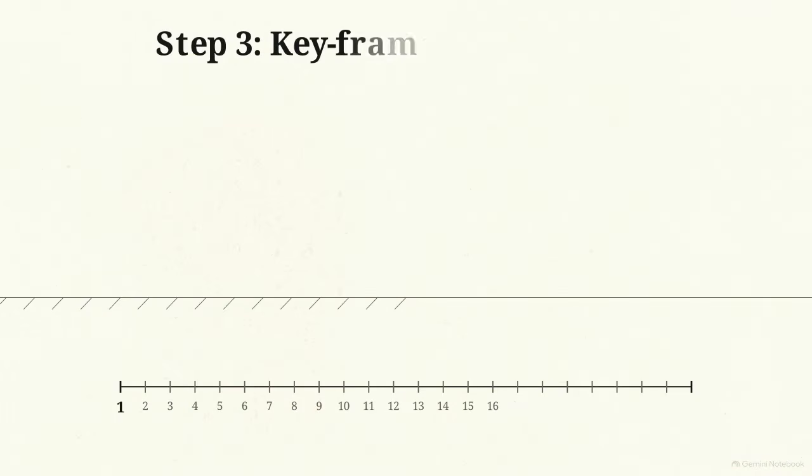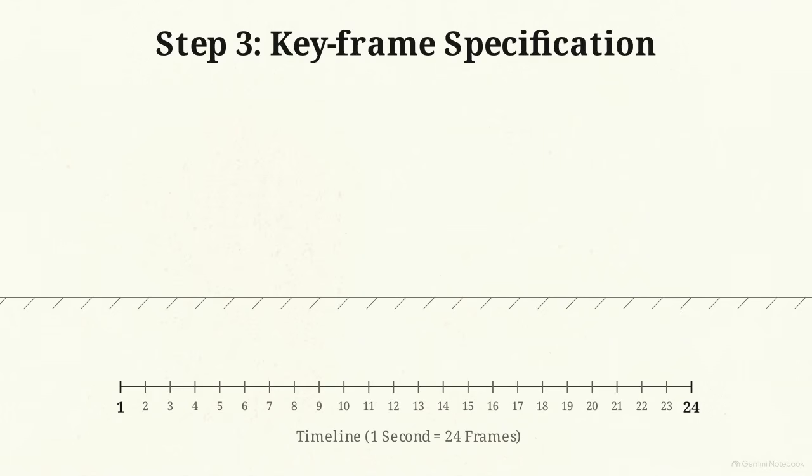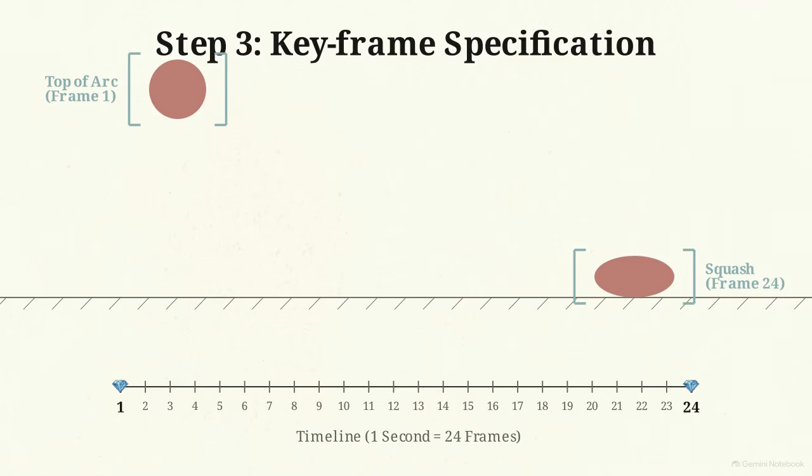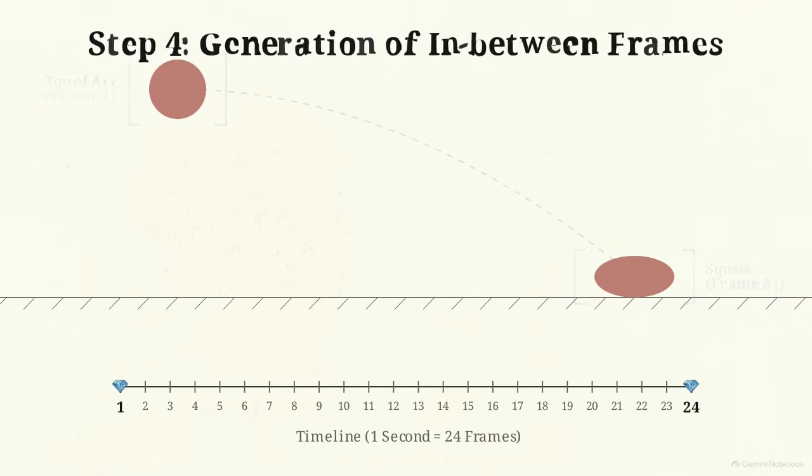That brings us to Step 3, keyframe specification. A keyframe is a specific marker where an object changes its size, direction, shape, or position. In this diagram of a bouncing ball, the human animator only dictates the extreme poses. They define the exact top of the ball's arc and the exact moment it squashes against the floor. That is all they pose manually.